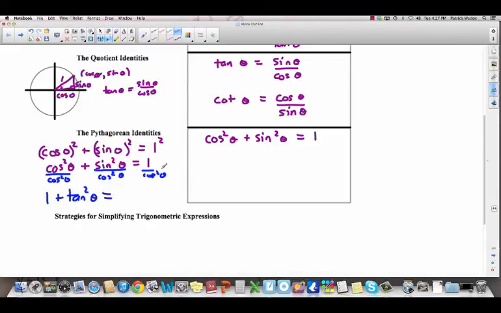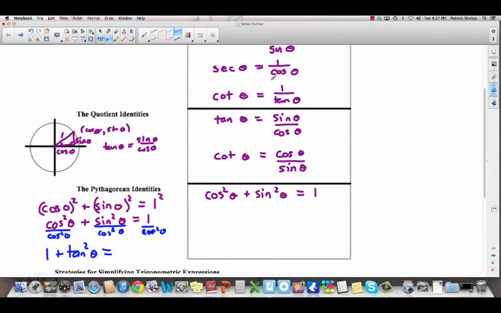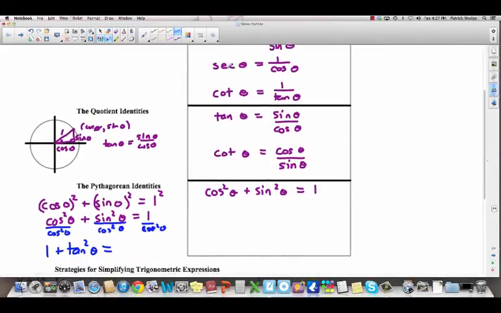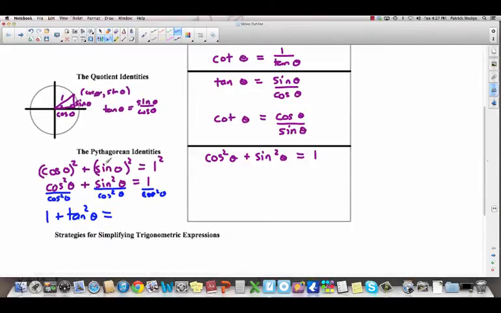Equals 1 divided by cosine squared theta. Okay, what's 1 divided by cos theta? 1 divided by cos theta is secant theta. So 1 divided by cos squared theta must be secant squared theta. This is another one of our Pythagorean identities: 1 plus tan squared theta equals secant squared theta.